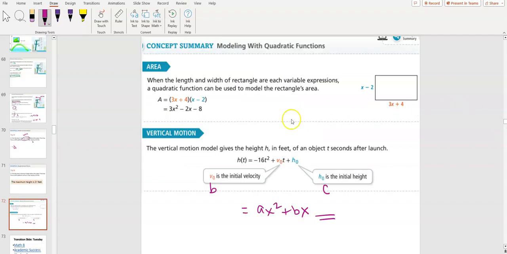And that is it. That's the only examples we're going over. You need to know how to do area with a quadratic function by multiplying two binomials. And you need to know the vertical motion formula, that b is the initial velocity and c is the initial height. And if there is no c in your formula, that means the person is standing on the ground. Their initial value is 0. Good luck.